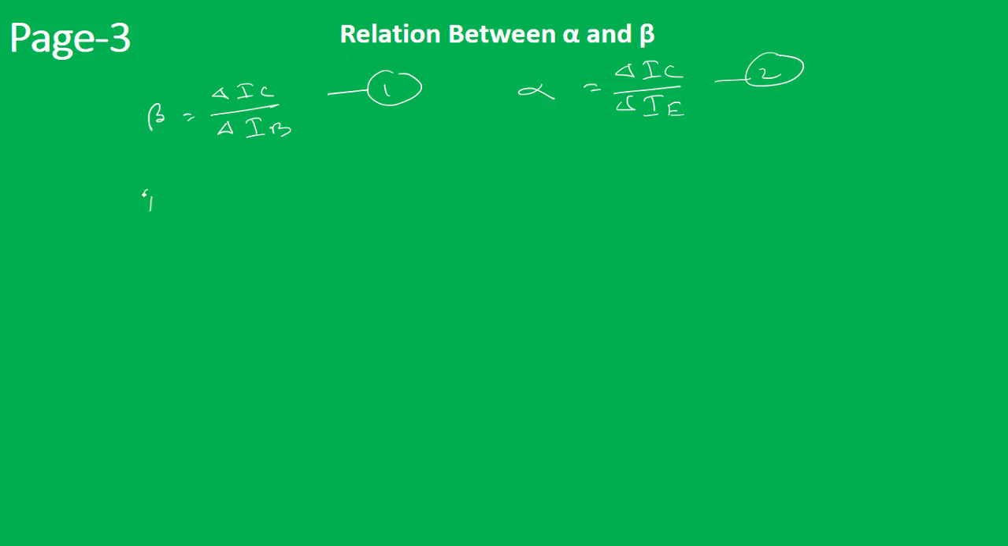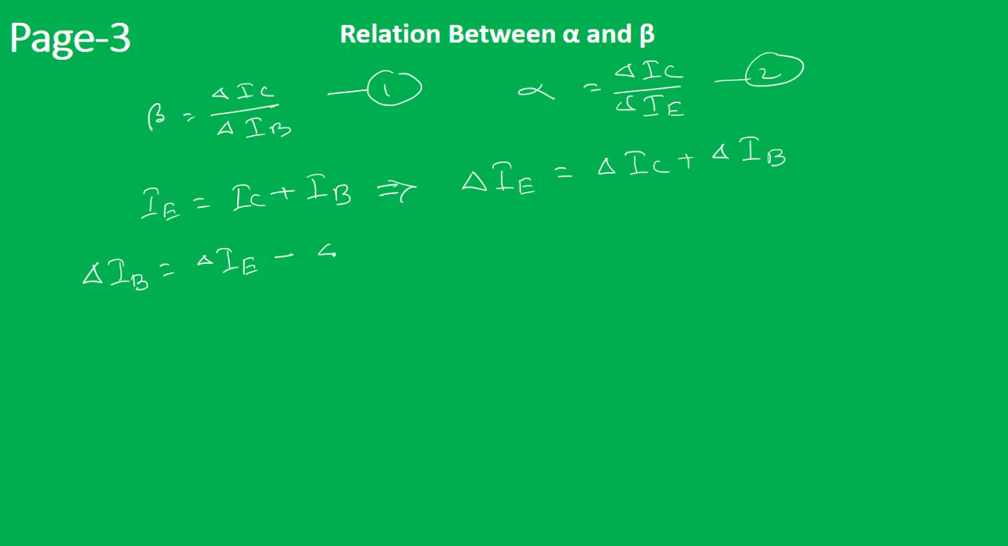So now we know that IE is equal to IC plus IB. So which implies that if there is any change in IE, we'll be having some equivalent change in IC and IB as well. So we can write delta IE is equal to delta IC plus delta IB. So from this relation we can further write that delta IB is nothing but delta IE minus delta IC.